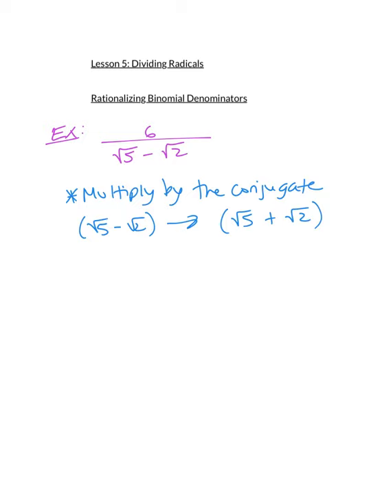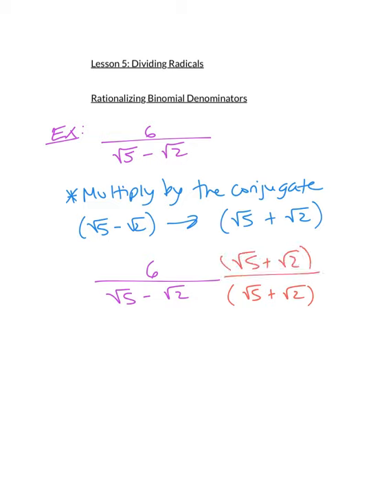Okay? So when you multiply two conjugates, you're always going to end up with a rational number. So you'll see, I'll do it on this example. On 6 over radical 5 minus radical 2, if I multiply by radical 5 plus radical 2 over radical 5 plus radical 2, remember, I'm really multiplying by what number? I'm multiplying by 1. That's what lets me do this.